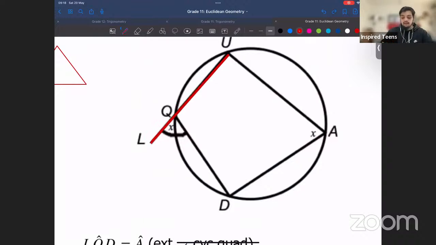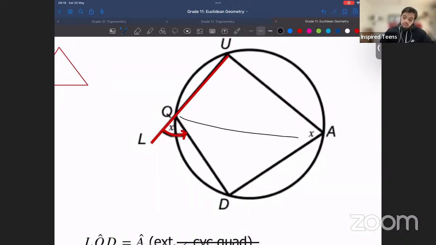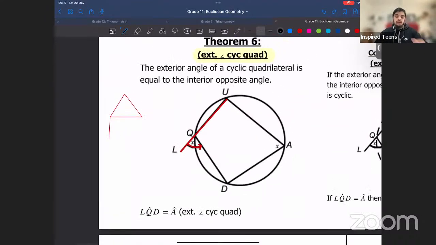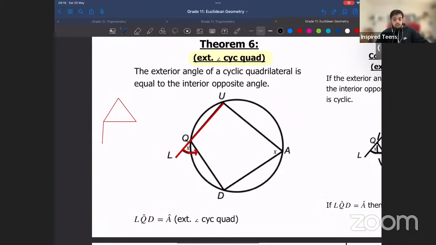Okay, so that's why in this case, as you can see, the straight line here is continued, and therefore we have this exterior angle, and they called it X. Okay, and it's equal to what? It's equal to the opposite interior angle, so that would be the opposite inside angle, which is alpha, and that's X. Okay, so these are equal. They're not supplementary, they are equal. So the exterior angle of a cyclic quadrilateral is equal to the interior opposite angle. Okay, hope that makes sense.